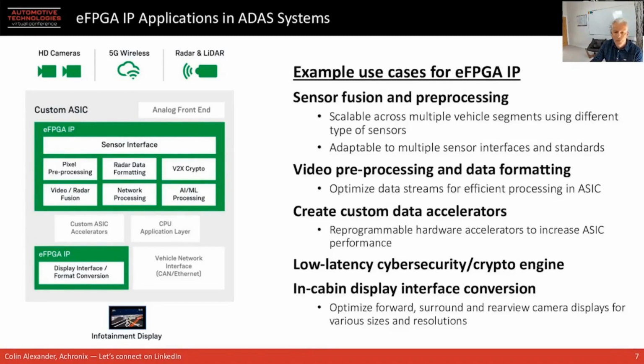Just a quick overview of eFPGA IP applications in an ADAS system. This diagram illustrates the different sensor fusion functions, how data can be aggregated into the fabric, and how it can be accommodated within custom ASICs and combined with different CPU subsystems.